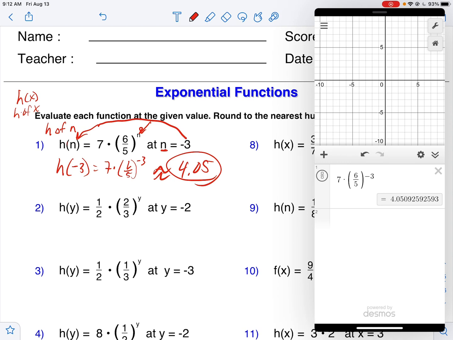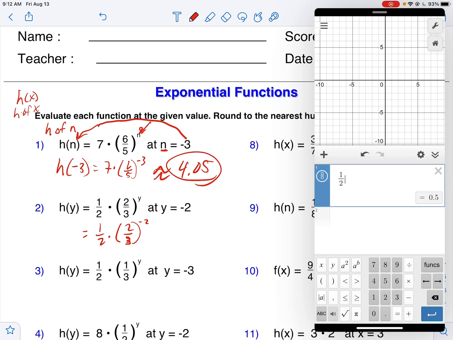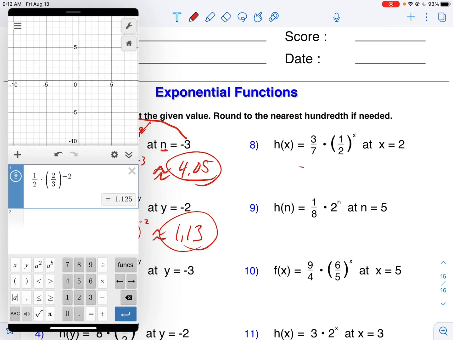Okay. This one just means I'm going to plug in a negative 2. So 1/2 times 2/3 to the negative 2. So 1 divided by 2 times parenthesis 2 divided by 3 close parenthesis to the negative 2. And the 2 has a 5 behind it. 5 and above, give it a shove. So that becomes approximately, that's why we do the wiggly equals, 1.13. Okay. This becomes 3 over 7 times 1/2 to the 2.